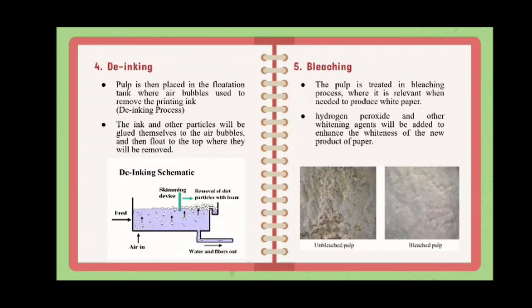And for the fourth step, which is de-inking, the pulp is then placed in a flotation tank where air bubbles are used to remove the printing ink. It's called the de-inking process. Then the ink and other particles will attach themselves to the air bubbles and float to the top, where they will be removed. The diagram below shows the de-inking schematic, where the ink attaches itself to the air bubbles and is removed.